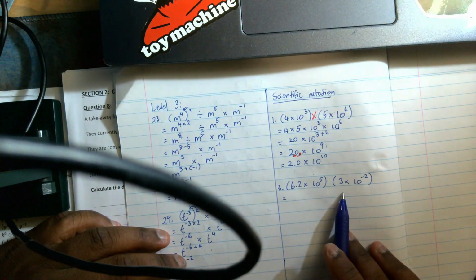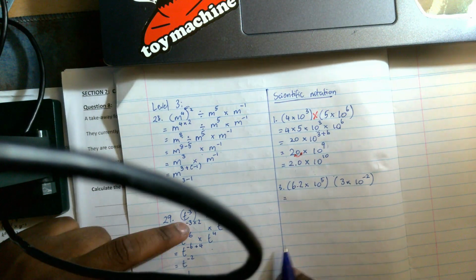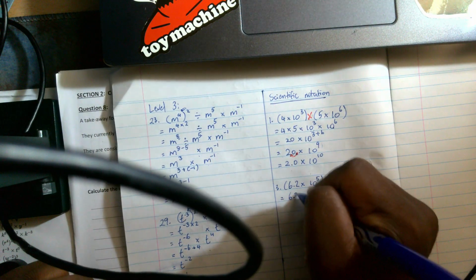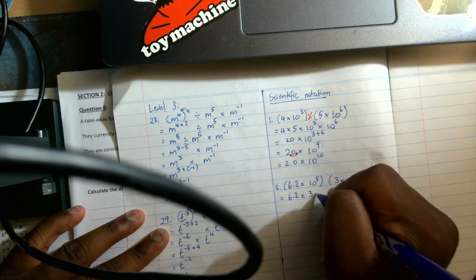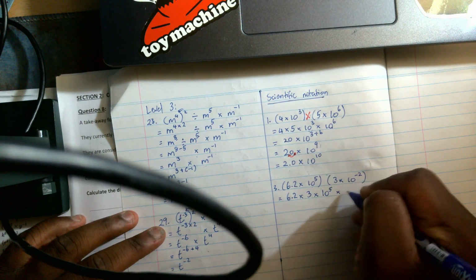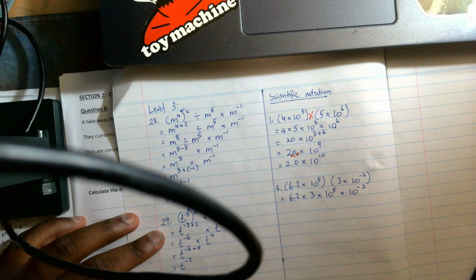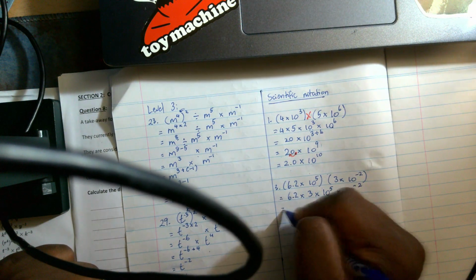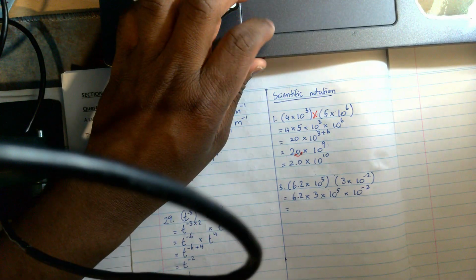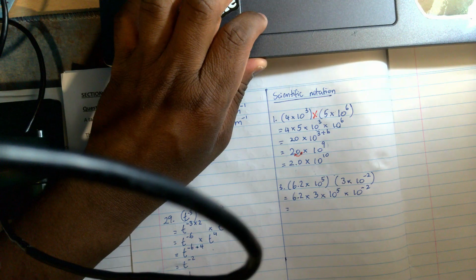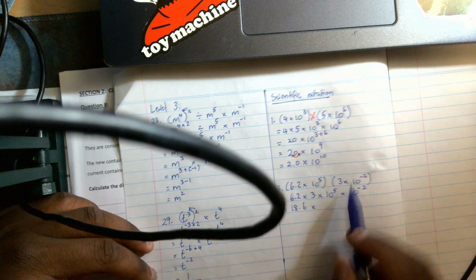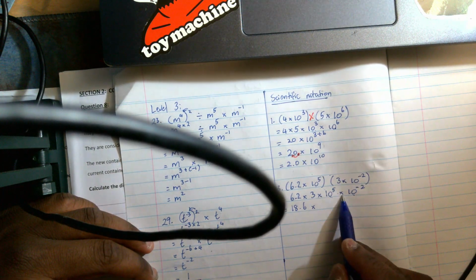Alright, again, we're going to follow the same process. Group like terms, put them together. 6.2 times 3, and then our powers of 10, they're like terms, so put them together. 10 to the power 5 times 10 to the power negative 2. We're going to do 6.2 times 3, which is 18.6 times, again, powers of 10, multiplying.